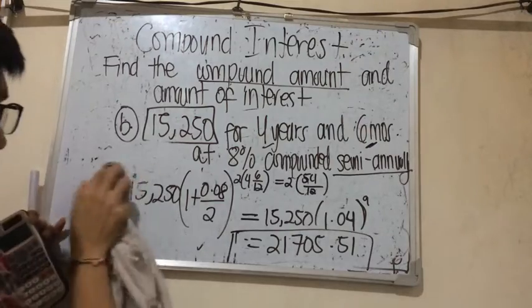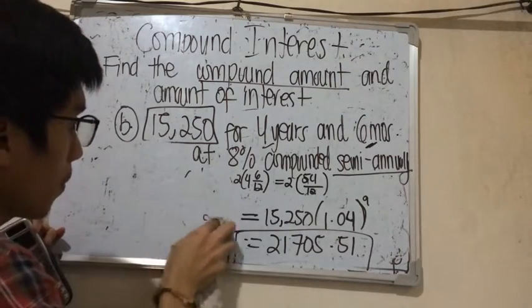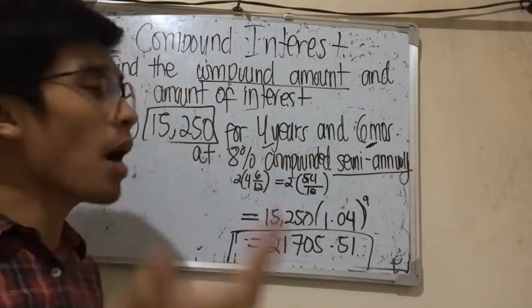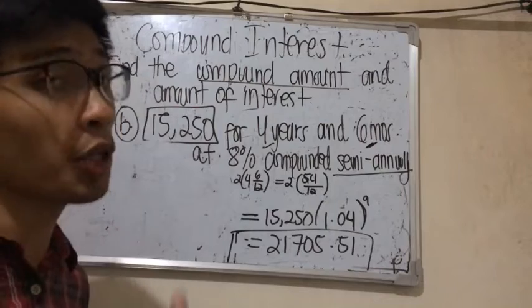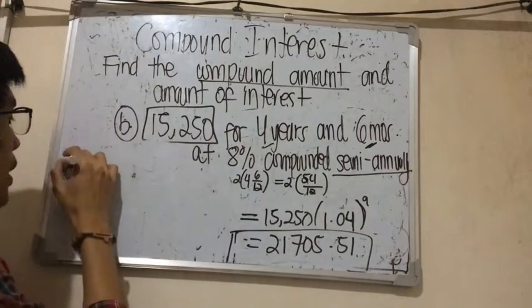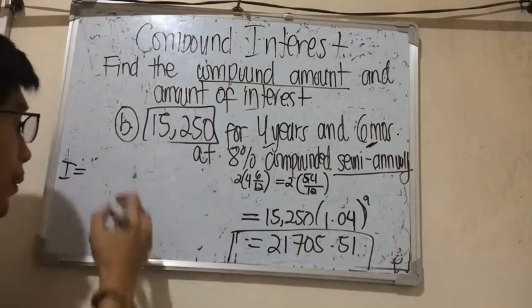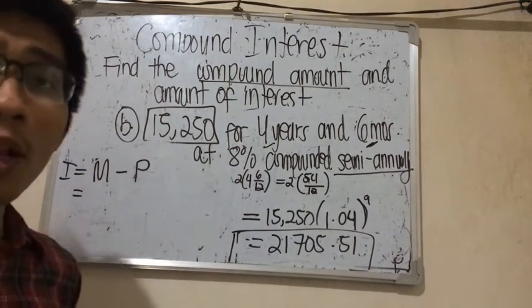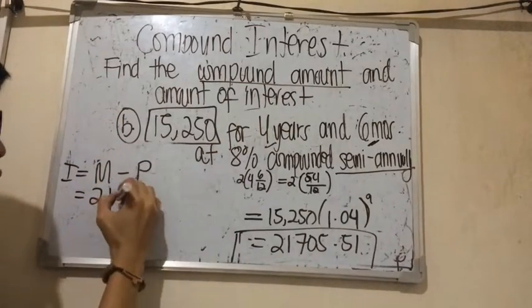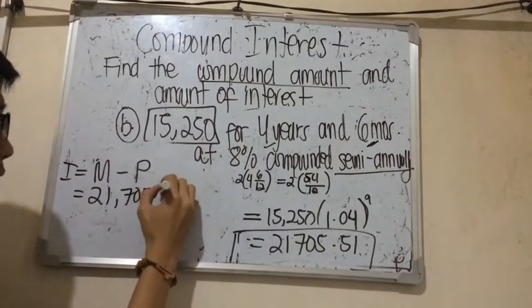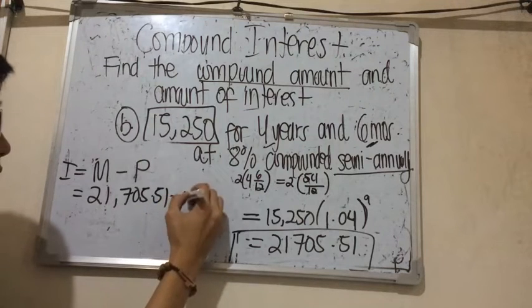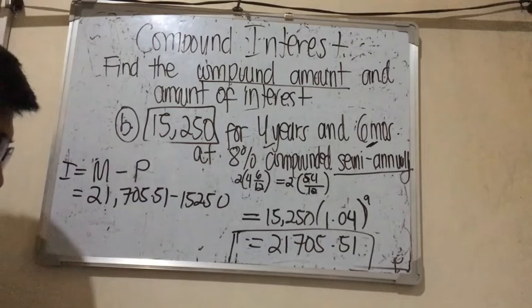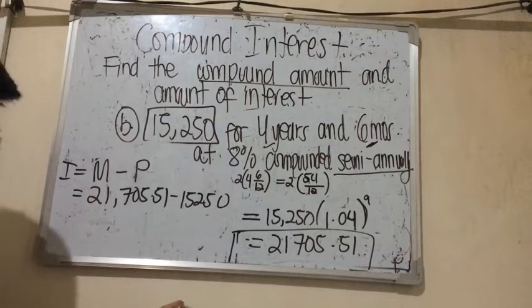Let's erase this part. Okay, let's identify the amount added to the money that we borrowed or deposited. That is the interest. Interest can be gotten from the maturity value minus the principal amount. What is my maturity value here? The maturity value here is 21,705.51 minus 15,250 because that is my principal amount. Let's try to deduct that one.